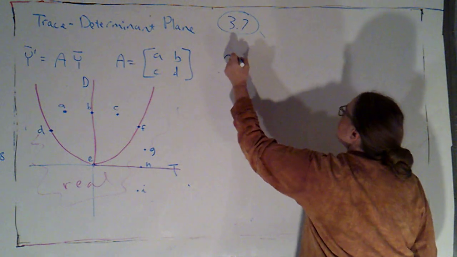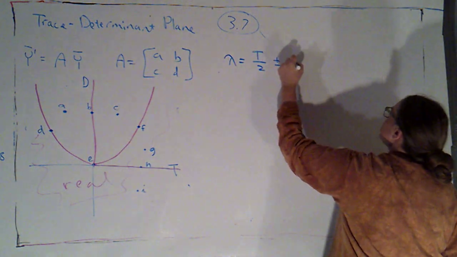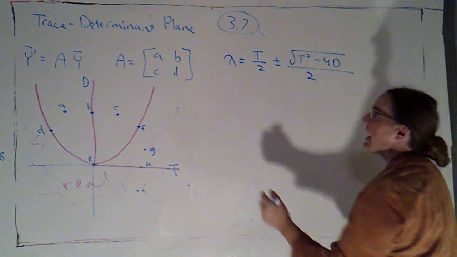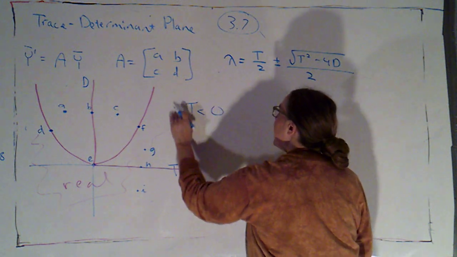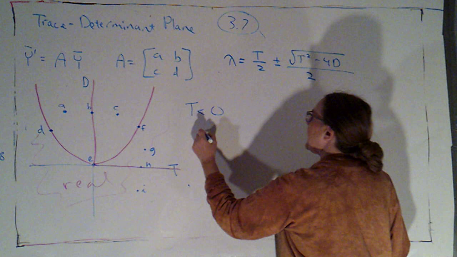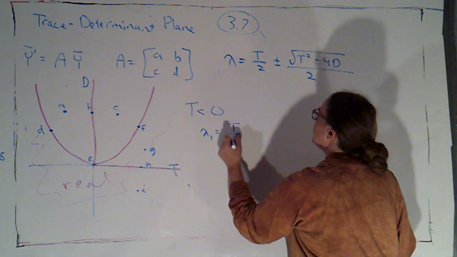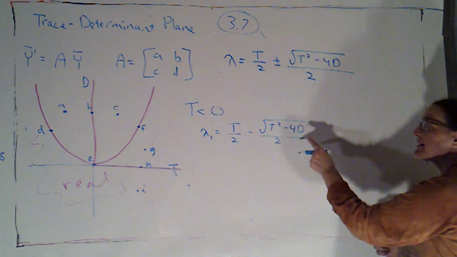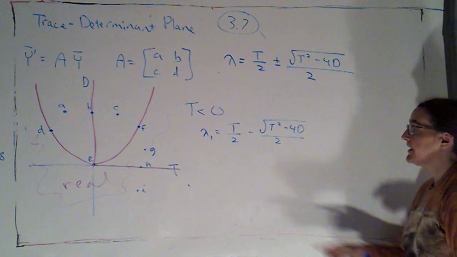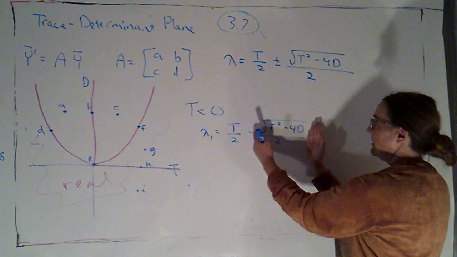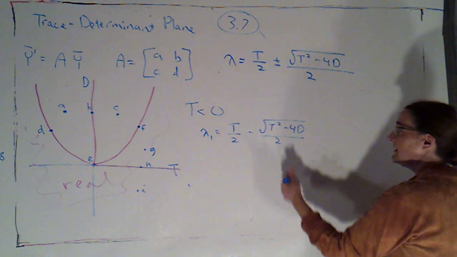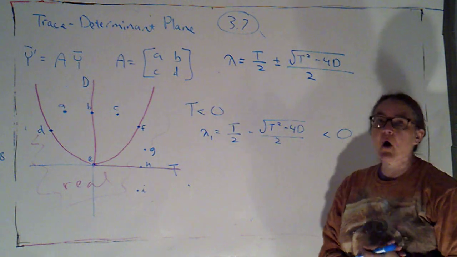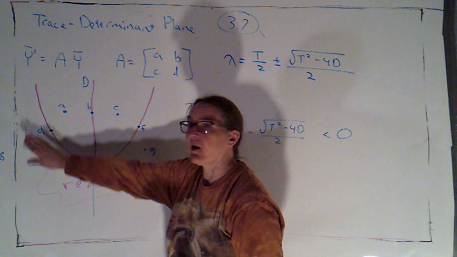So again, my lambda values are T over 2 plus or minus the square root of T squared minus 4D over 2. And now if we're looking at T being negative, I'm going to call lambda 1 T over 2 minus root T squared minus 4D over 2, because that's the one whose sign I'm absolutely sure of. This is negative if T is negative. This is a positive that I'm subtracting, so a negative minus a positive, that's going to be negative. So I know for sure that I'm going to have one negative eigenvalue if I'm somewhere over here.